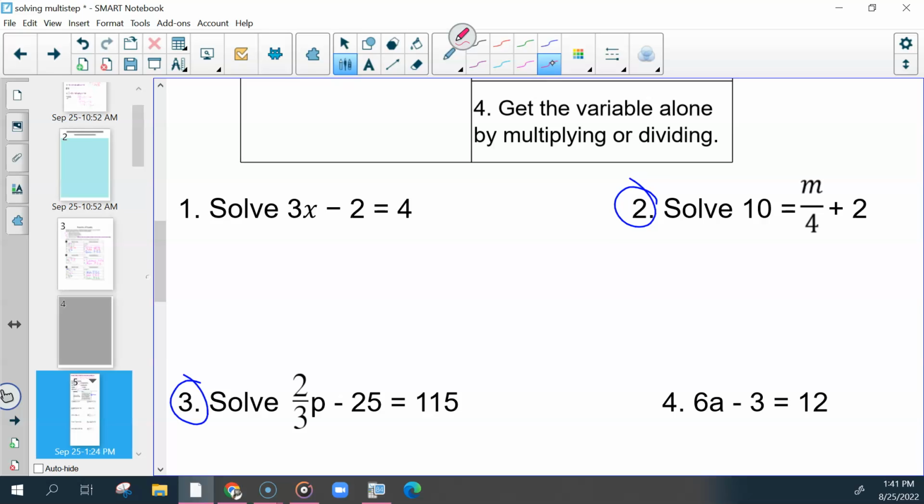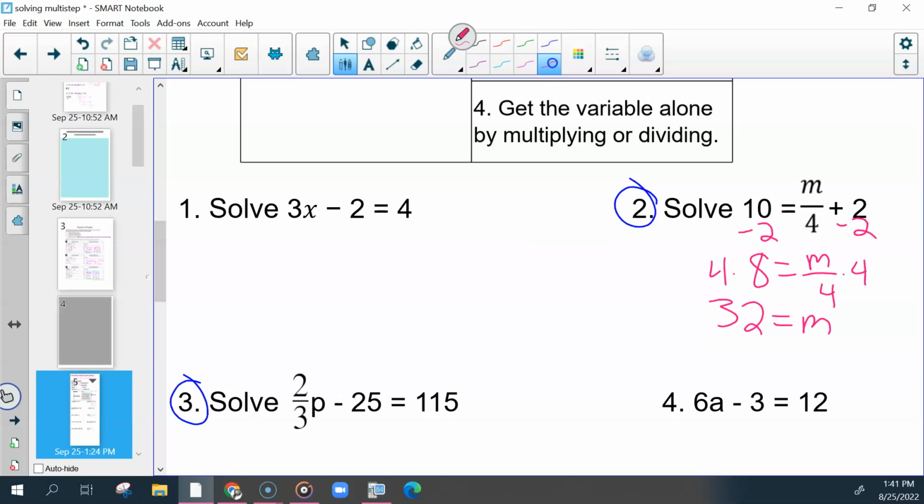So we're going to get rid of this 2, but by doing what? You can say it out loud. So in this case, we're doing the opposite. So subtracting 2 on both sides, because what we do to one side, we have to do to the other. So this would give us 8 equals m over 4. And then if we are dividing by 4, we need to undo that. So how would we get rid of 4? Multiply both sides by 4. So this would give us 32.